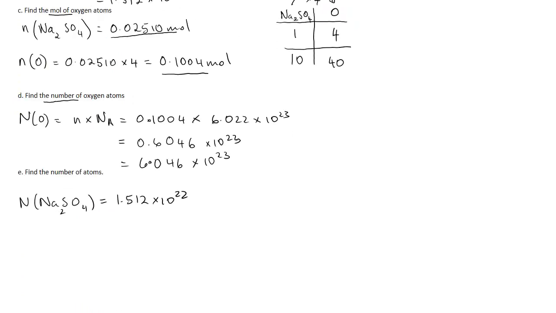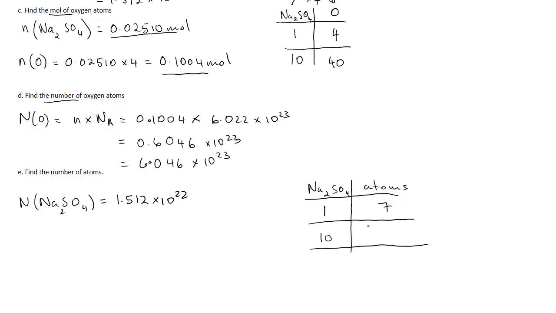And so again, I do like to set up a table because I find that it's quite useful. So this is my comparison between sodium sulfate, and on this side we have atoms. So in one of these, the number of atoms that we have, well, we have 2 sodium atoms plus 1 sulfate, so that's 3 already, plus 4 oxygens, so that's 7. In one molecule we have 7 atoms. In, say, 10 molecules we would have 70 atoms. So we're going from there to there by timesing by 7.